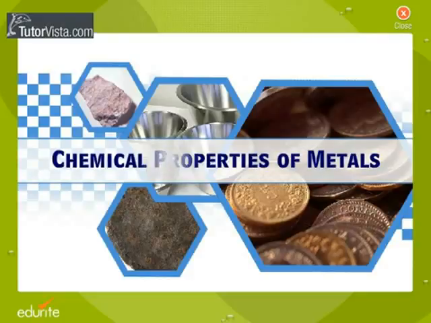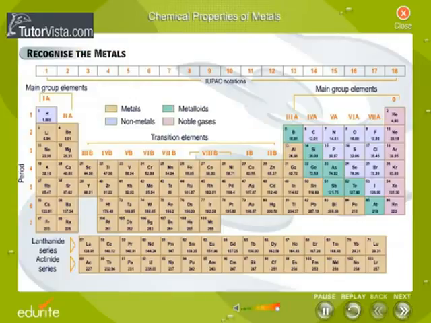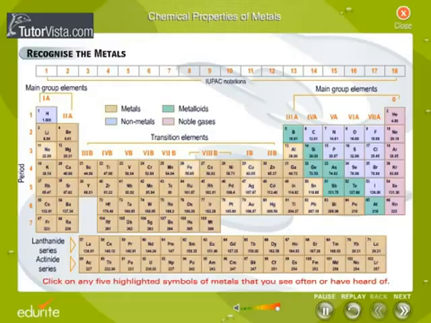Chemical properties of metals. All elements discovered by man have been systematically organized into a tabular format called the periodic table. Most of these elements are metals. The names of some common metals are highlighted. Click on the metals familiar to you.